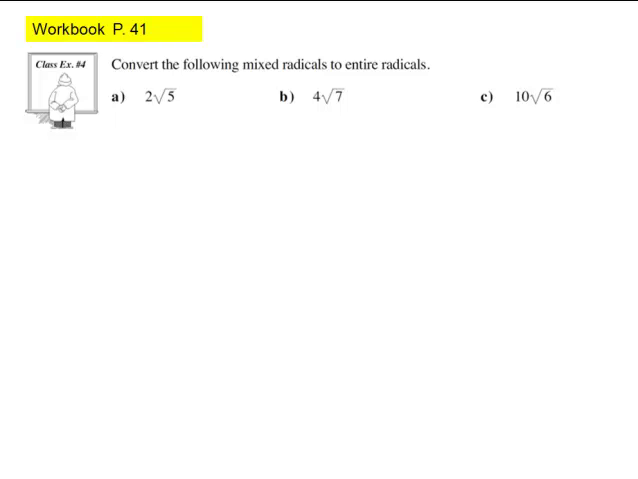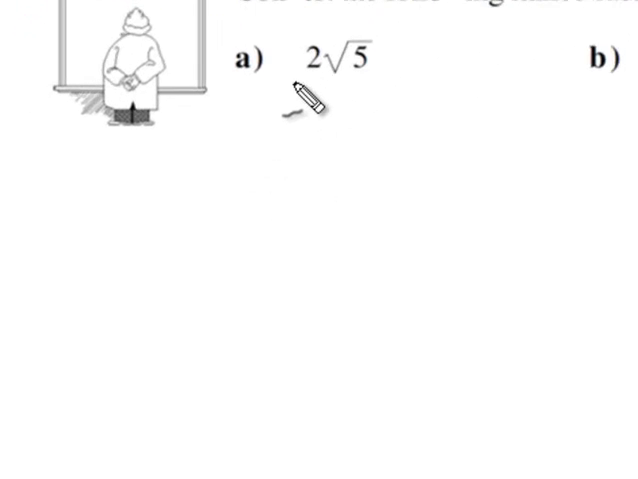Convert the following mixed radicals to entire radicals. To do that, we're going to have to take the coefficient that's outside the mixed radical and put it back under the radical sign. So what we have to think of is the value. So in this case, 2 has the same value as the square root of 4.